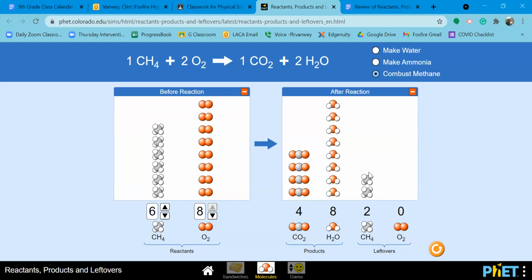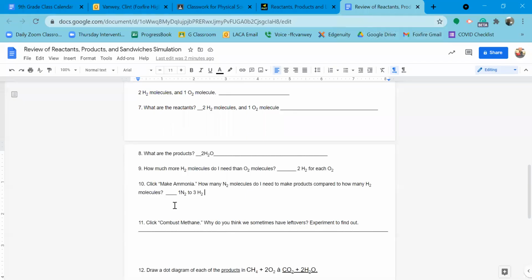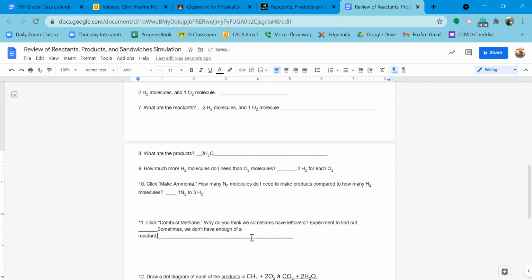And so we're going to learn a new term. It is the limiting reactant. Sometimes we don't have enough of a reactant for the reaction. I know that you couldn't have known that or written that into your work because we didn't learn that as vocab yet, but here we have it and we'll talk about it in the future.